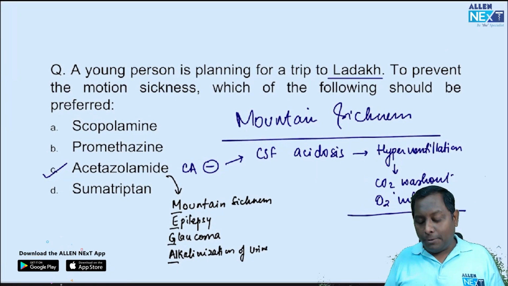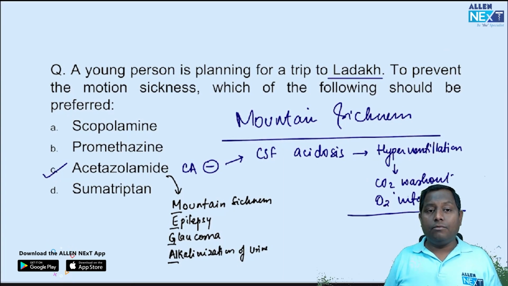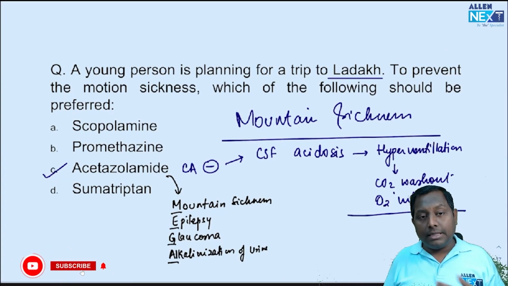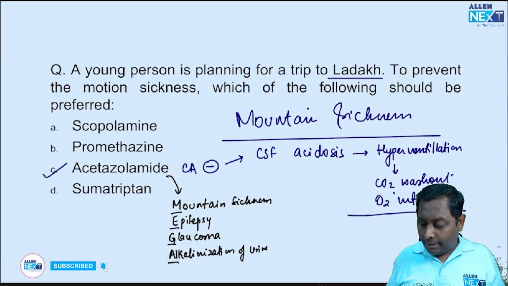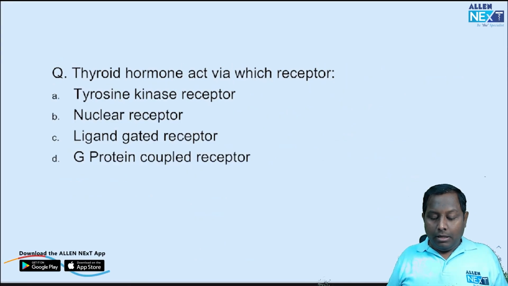Sumatriptan is a drug for migraine. Hyoscine, scopolamine is mainly for motion sickness. Promethazine is something that can also be used for motion sickness. Okay. Next one. Thyroid hormone.